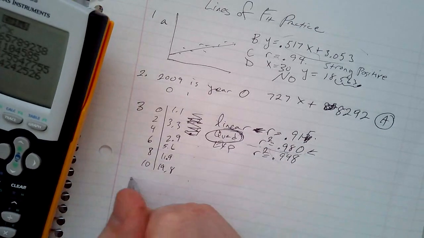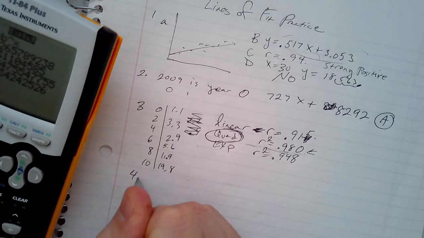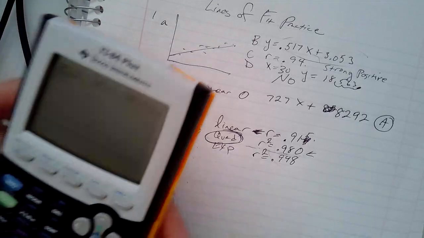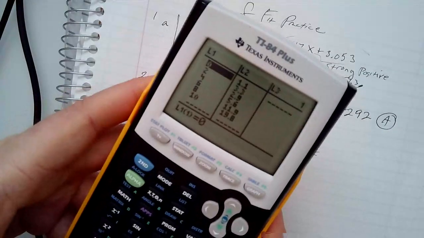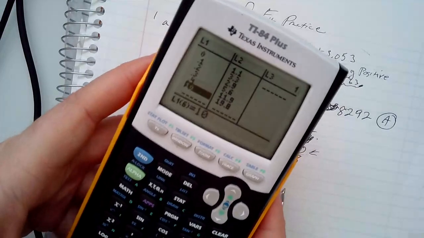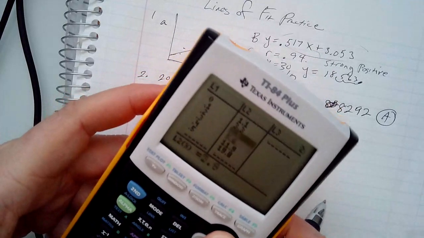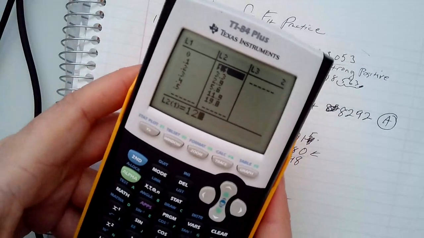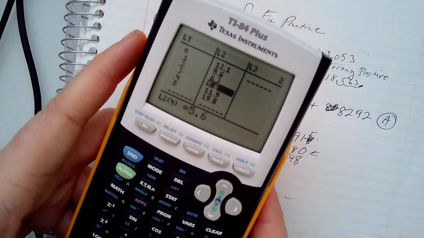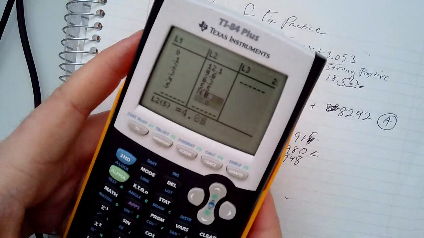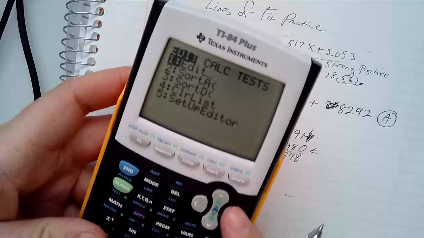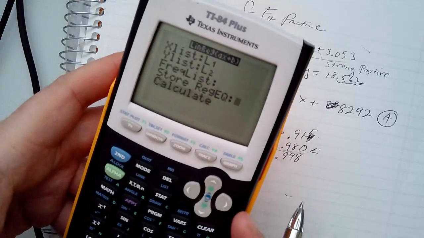All right, number 4. Number 4, we're going to plop all that data into stat. So 0, 0.1, 0.2, 0.3, 0.4, and 0.5. Then 12.1, 9.6, 6.3, 5.5, 4.8, and 1.9. We're going to hit stat, go over to calc, hit number 4 for linear.